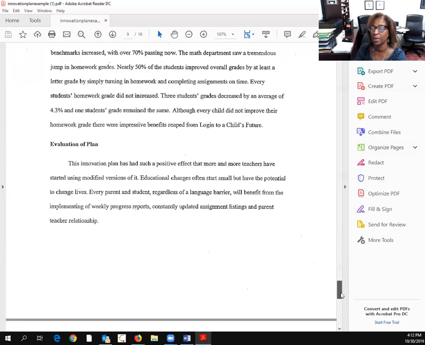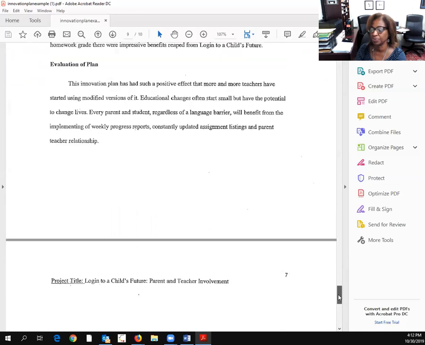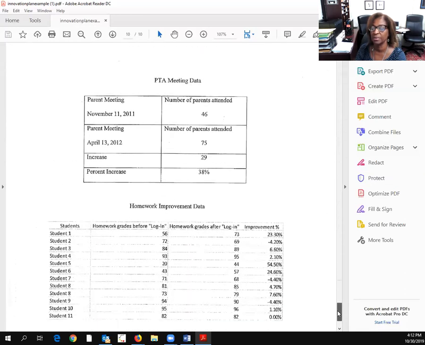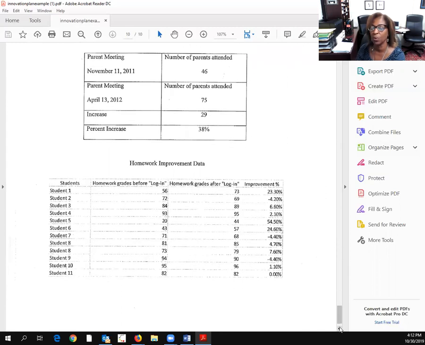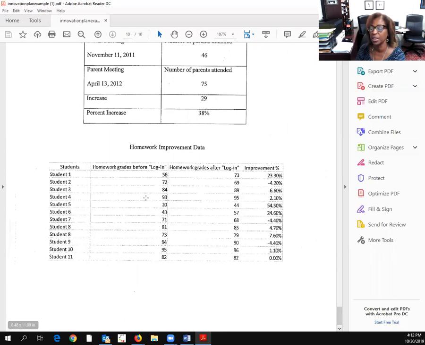Then they evaluated. It says this innovation plan has had such a positive effect that more and more teachers have started using modified versions of it. Educational changes often start small, but have a potential to change lives. And of course, the data. In November 2011, there were 46 parents who attended. April 13, there were 75. So they had an increase of 29, which was a total increase of 38%. And of course, you can see the students and then their homework grades and the percent that it improved.